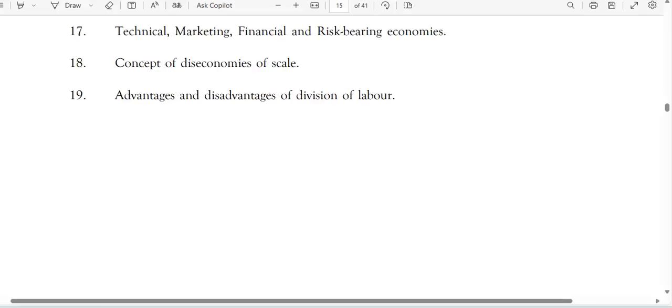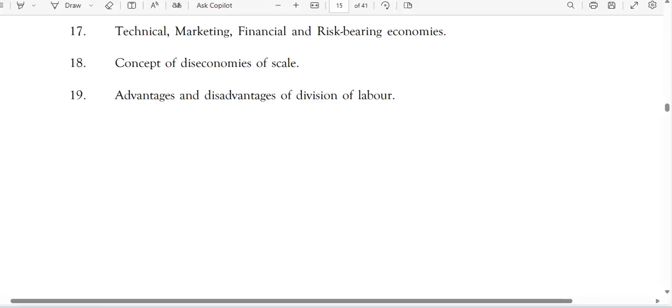All right, so let's look at the advantages and disadvantages of division of labor. Now, division of labor is the process of breaking down production into smaller tasks, with each worker or group specializing in one part of the process.